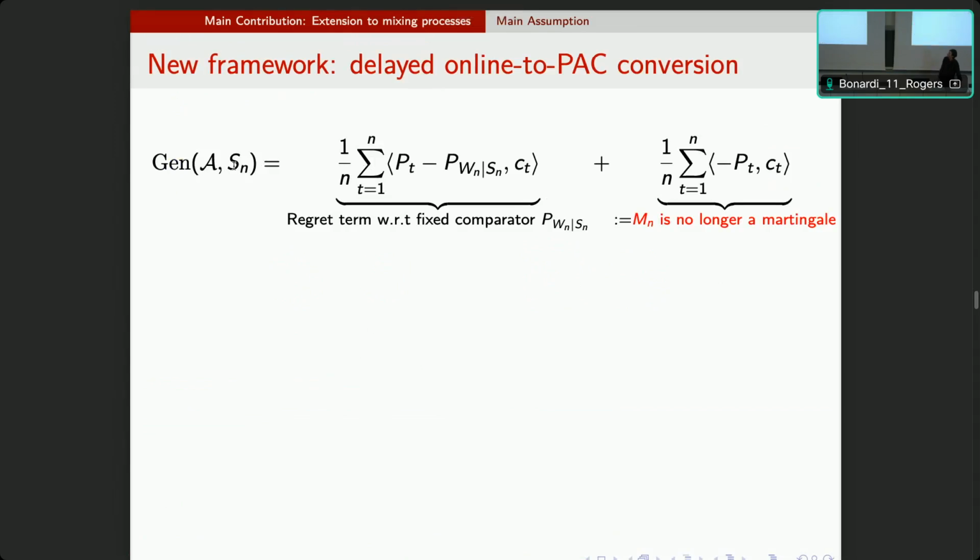And now, if we come back to the generalization decomposition, the decomposition still holds because I did not make any assumption on the data. However, what does not hold anymore is that Mn is no longer a martingale.